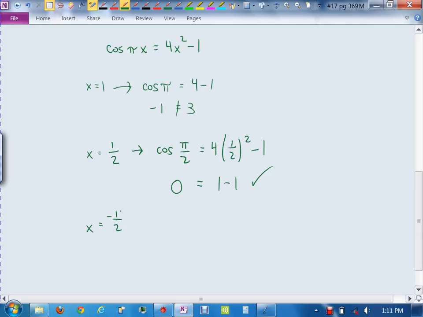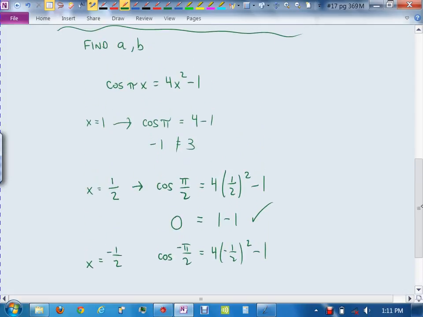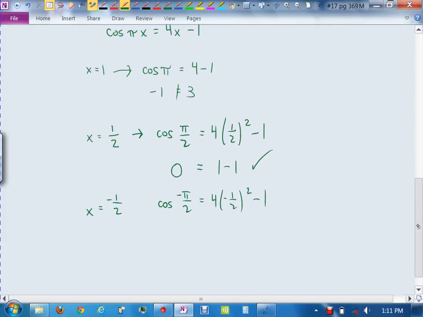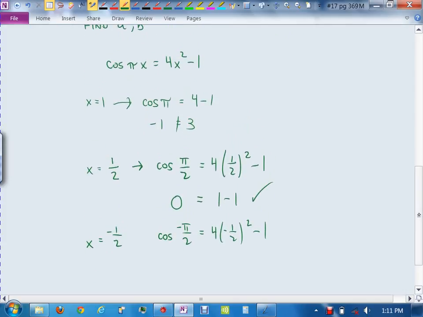Negative 1/2, right? Cosine of negative pi over 2 equals 4 times negative 1/2 squared minus 1, and that turns out to also be 0 equals 0. Did y'all see that? So A and B are negative 1/2 and positive 1/2, and that's it. The integral's set up. On the test, that would be the answer, and then the take-home part of the test will be to go evaluate it, to go figure it out.